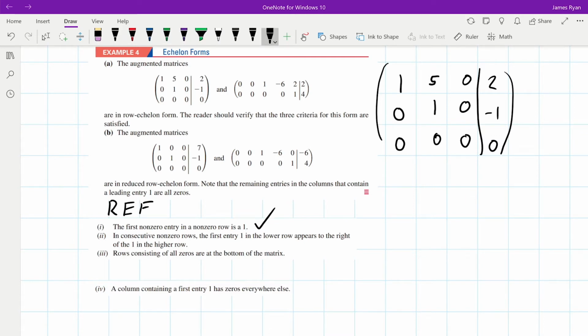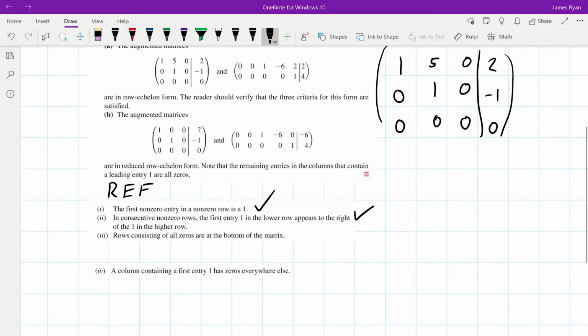In consecutive non-zero rows, the first entry 1 in the lower row appears to the right of the 1 in the higher row. So we only have 2 consecutive non-zero rows, these 2 rows right here. And so the first entry 1 in the lower row, this is the lower of the 2 rows, and the first one is to the right of the 1 in the higher row. So we satisfy this criteria, and rows consisting of all zeros are at the bottom of the matrix. We only have one row consisting of all zeros. It is at the bottom. So this matrix is in row echelon form.